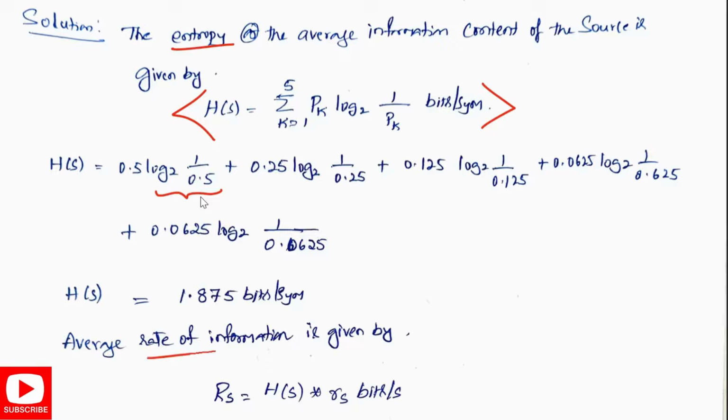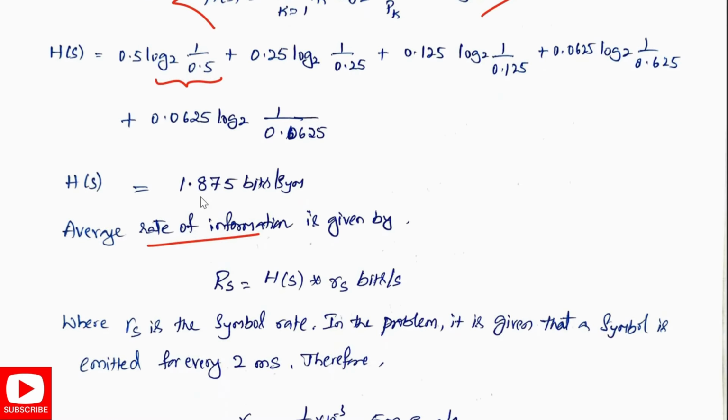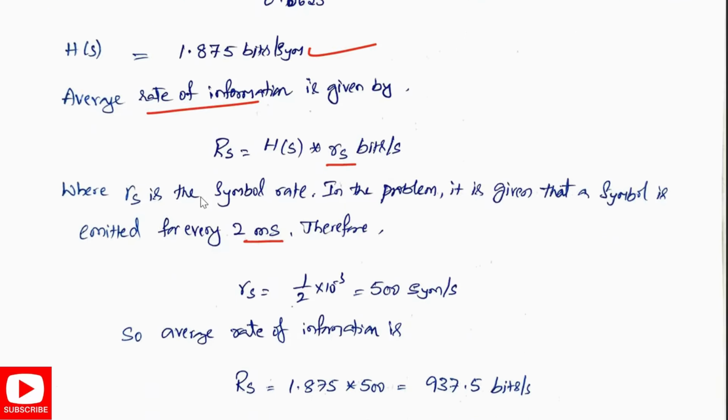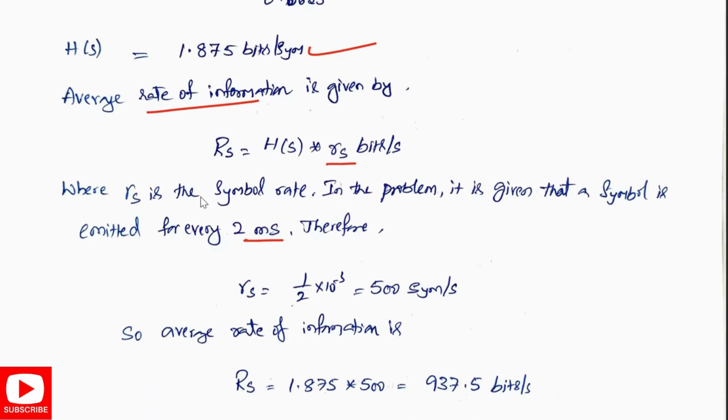Then you need to find the average rate of information. So that is given by what? R_S is H(S) into r, where the small r is the symbol rate. In this problem it is given as 2 milliseconds. So for the value you have got, you need to multiply it with the symbol rate. Before multiplying, you need to convert it into seconds, so symbols per second, multiply with 10 power minus 3, and multiply that with this to get the average rate of information.